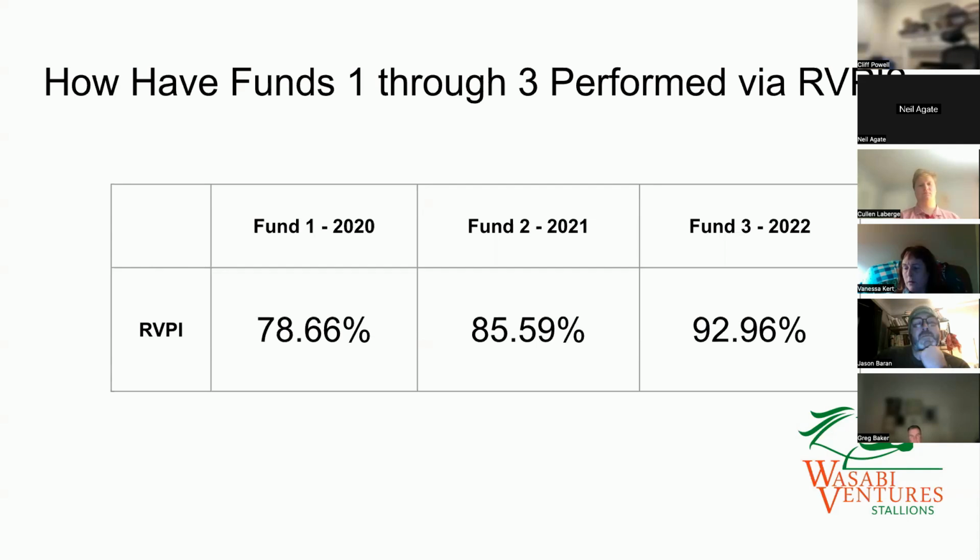So for example, we had what was a Jimmy Creed breeding right that was in Fund 1. We sold that. We sold it for a slight profit, actually, from what we paid for it. But then that came out of the RVPI, right? That was an exit. Okay. So that's RVPI.